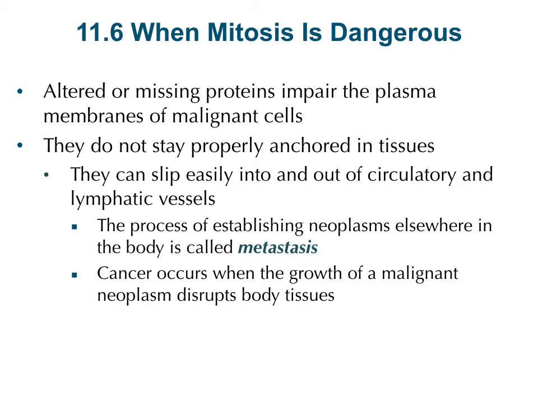We already discussed how they might not adhere well to their neighboring cells. So these cells might not stay anchored properly in tissues. And because their plasma membrane adhesion proteins are defective or missing, these malignant cells can slip easily into and out of vessels of the circulatory or lymphatic systems. By migrating through these vessels, the cells can seed or establish neoplasms elsewhere in the body. This is the process by which malignant cells break loose from their home tissue and invade other parts of the body. Again, this is called metastasis.